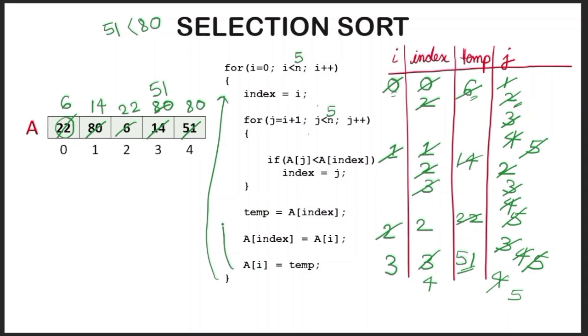Now in the next pass, i is incremented from 3 to 4. Now index is equal to i, that is 4. The value of index is 4. For j is equal to i plus 1. What is i? 4. So the j value is your 5. Now we will check the condition. 5 is less than 5. The condition is false. So we will not execute the inner for loop. We will come out of it.